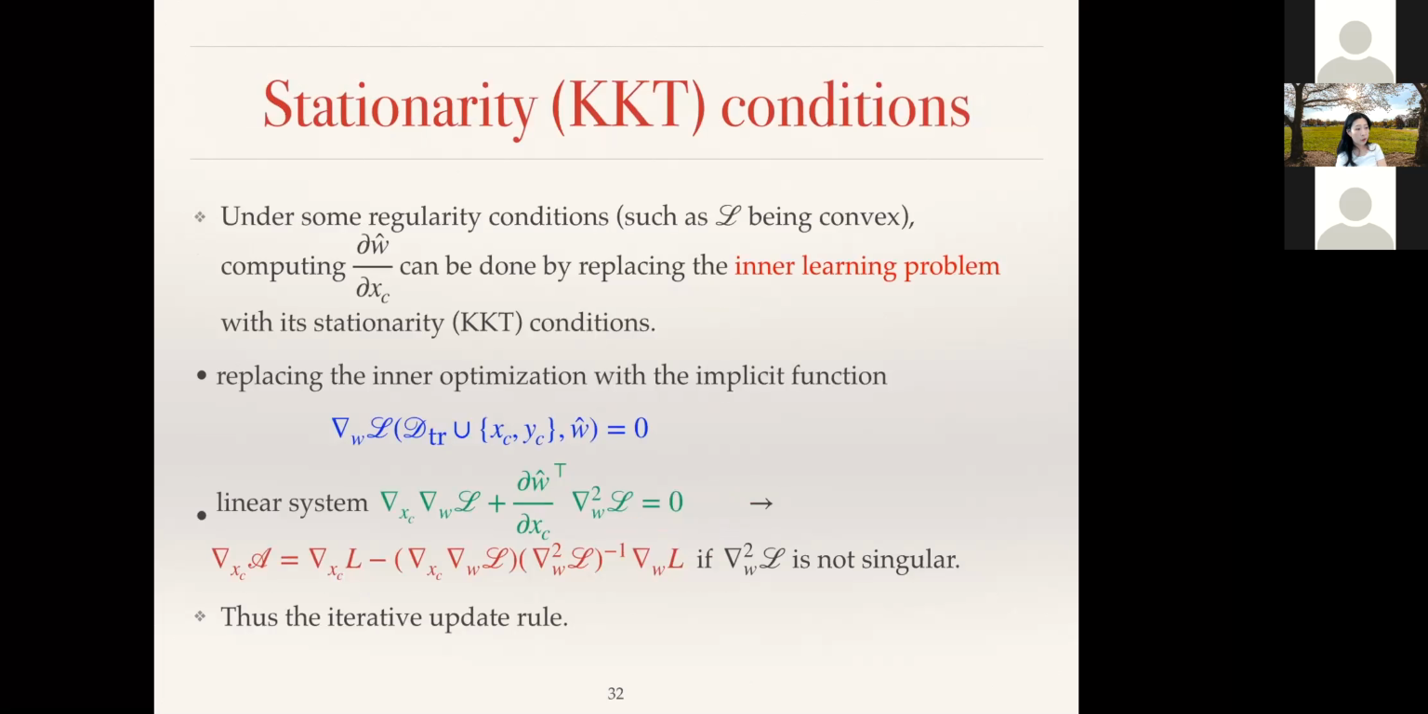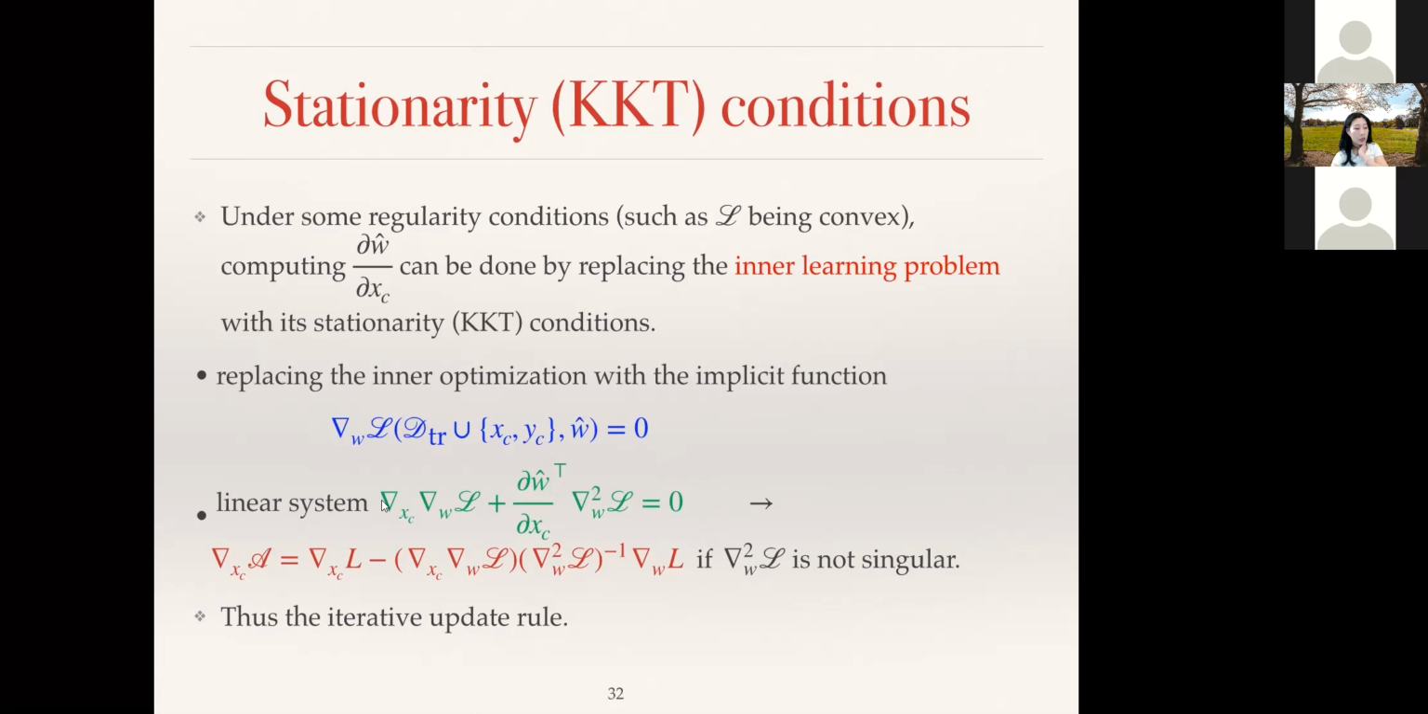Using the stationary conditions, the KKT conditions, under some regularity conditions, for example, if you assume that your training loss function is convex, then you can compute the partial omega hat divided by partial xc by replacing the inner learning problem with its stationary conditions. Basically, they replace the inner optimization with the implicit function, setting the gradient of the training objective with respect to omega to be 0. Of course, this is evaluated at omega hat as well. So this is quite interesting, right? You are setting this to be 0.